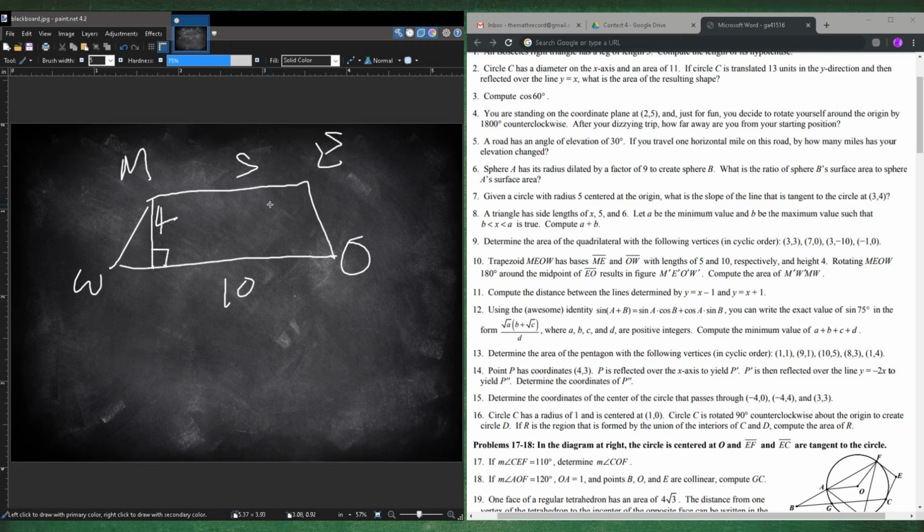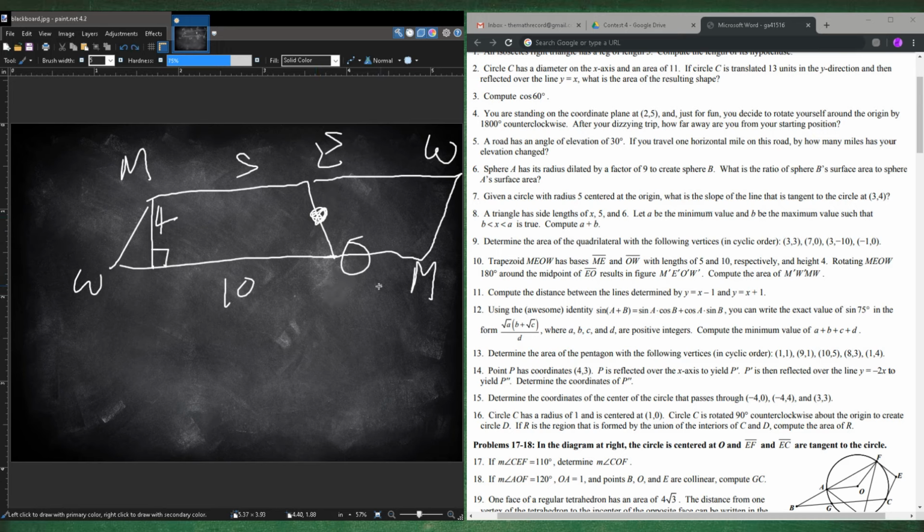Rotating MEOW 180 degrees around the midpoint of EO, right here, results in figure MEOW. So if you rotate this 180 degrees around this point, technically you're just moving this shape over here. So you're drawing this. M will go over here, and W will go, 180 degrees, over here. Then this point will just move over here, that's E, and O would go way on top, so it would be O right here. So the MEOW looks like that.